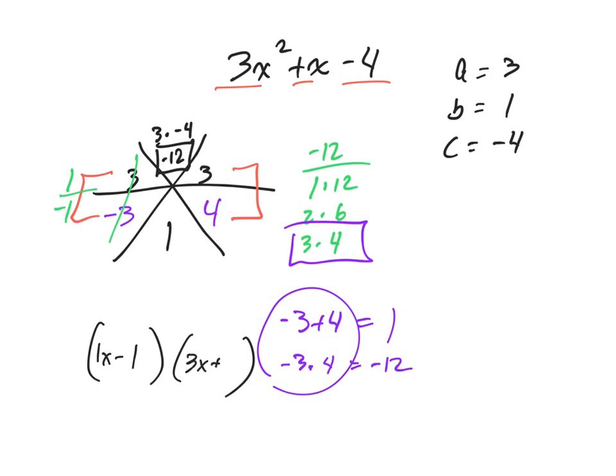So 3x plus 4. I go back to the beginning. I check. I did not have a GCF. So that means this right here is my answer. Okay. As you go through these, the most difficult part for most people is going through all the factor pairs here and finding the set that they need.